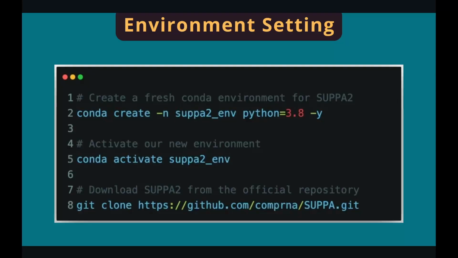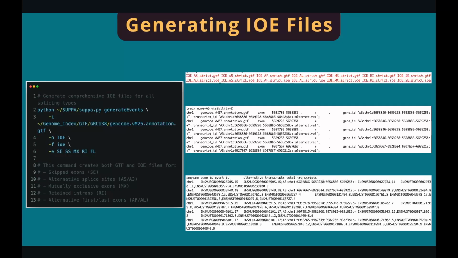Once the tool is prepared, we can start our first step to generate the IOE files, the index of event files. SUPPA2 is written in Python, so here we call Python, specify the main function, suppa.py. It's in the folder you just downloaded. And call the function generateEvents to make the IOE files.